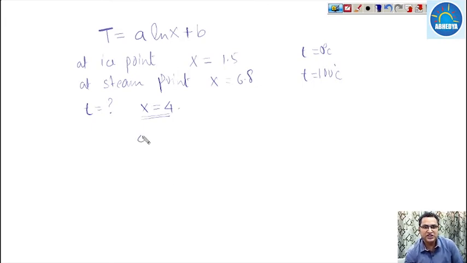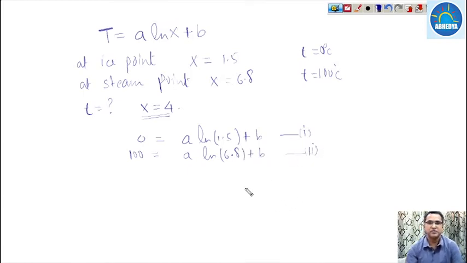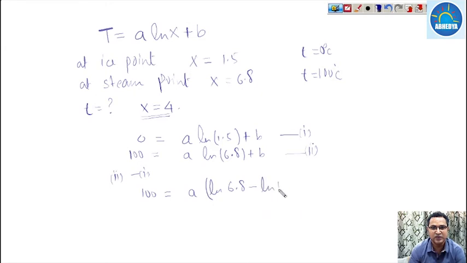So now putting the values, 0 is equal to A ln 1.5 plus b. This is our first equation. And 100 is equal to A ln 6.8 plus b. This is our second equation. Now what we do, we just subtract these two equations, 2 minus 1. So what comes? 100 is equal to A times ln 6.8 minus ln 1.5.